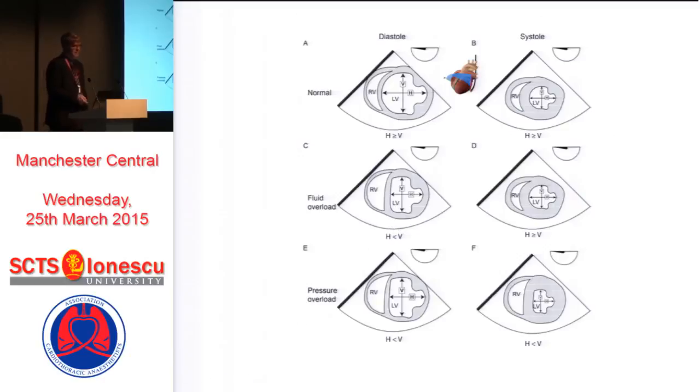However, when it's during diastole and during systole, then you're talking about pressure overload. That would mean that during systole, the right ventricular systolic pressure would be probably equal or sometimes even higher than the left ventricular systolic pressure.